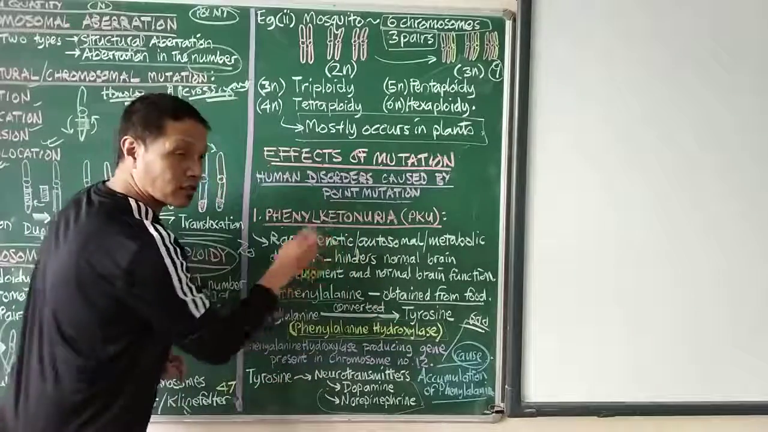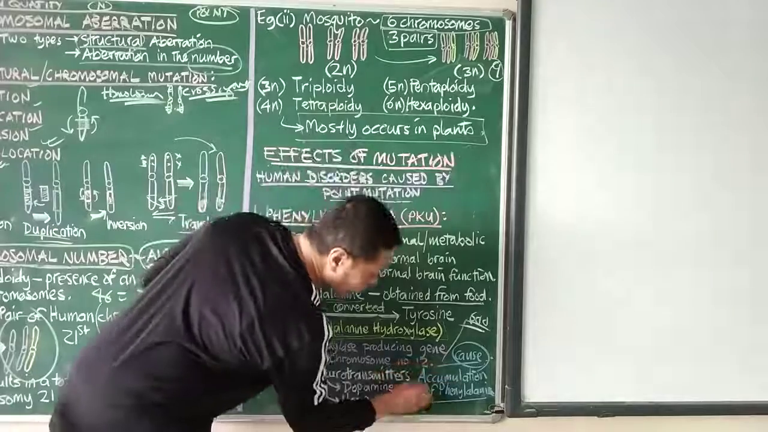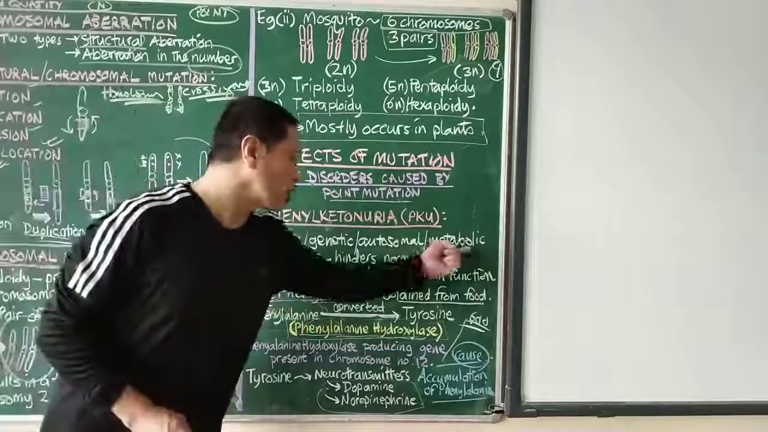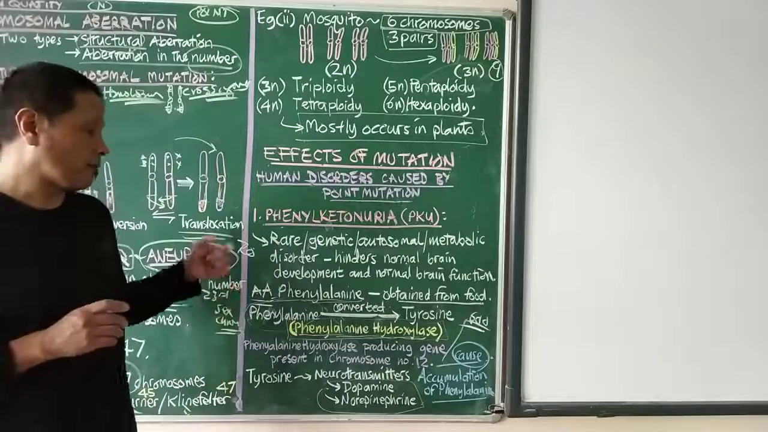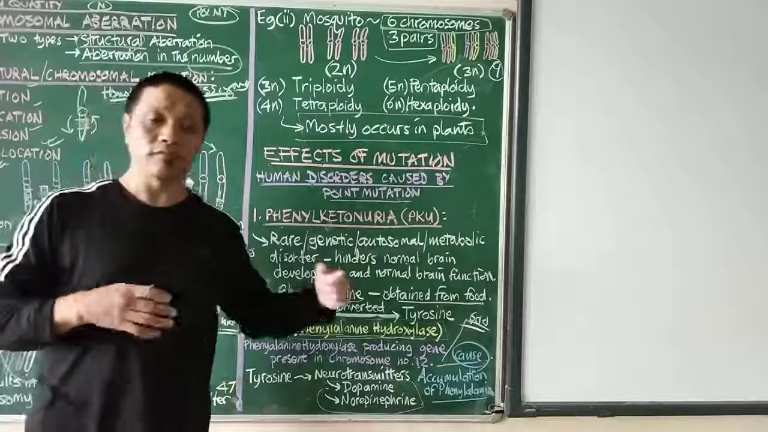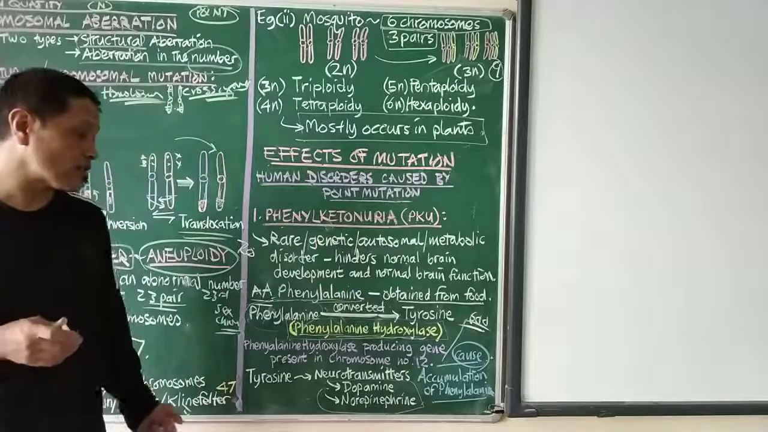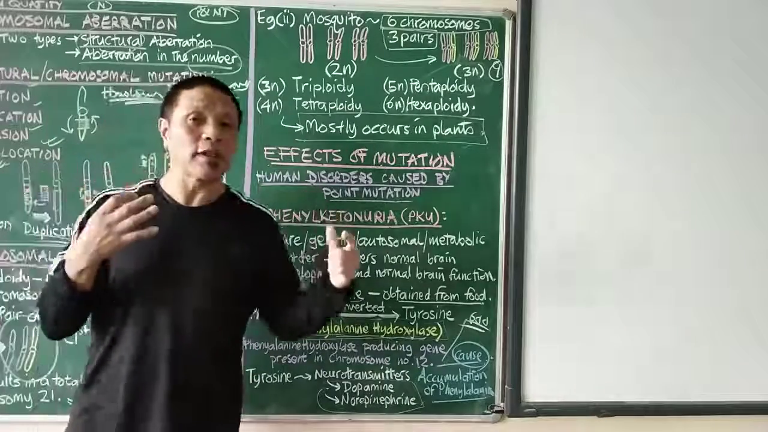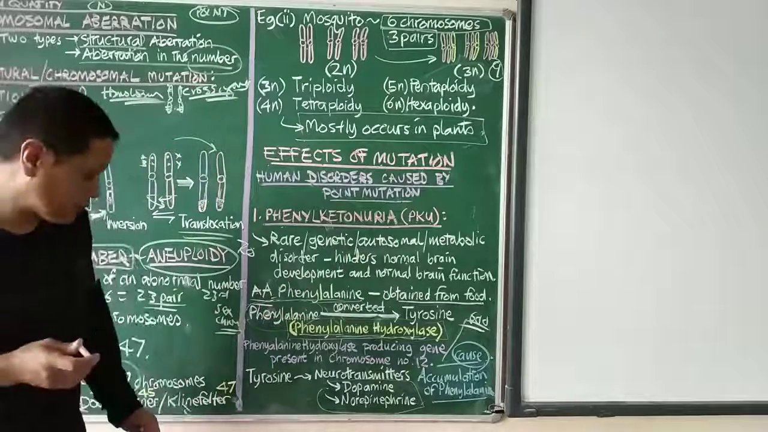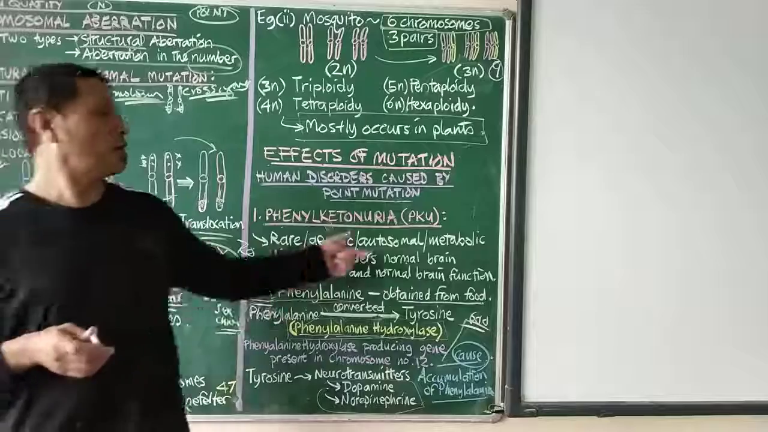This disease or this disorder is caused by the accumulation of phenylalanine in the brain, which hampers the metabolism and proper functioning of the brain, and the person suffers from mental retardedness and less development of the brain, etc. So this is what PKU is.